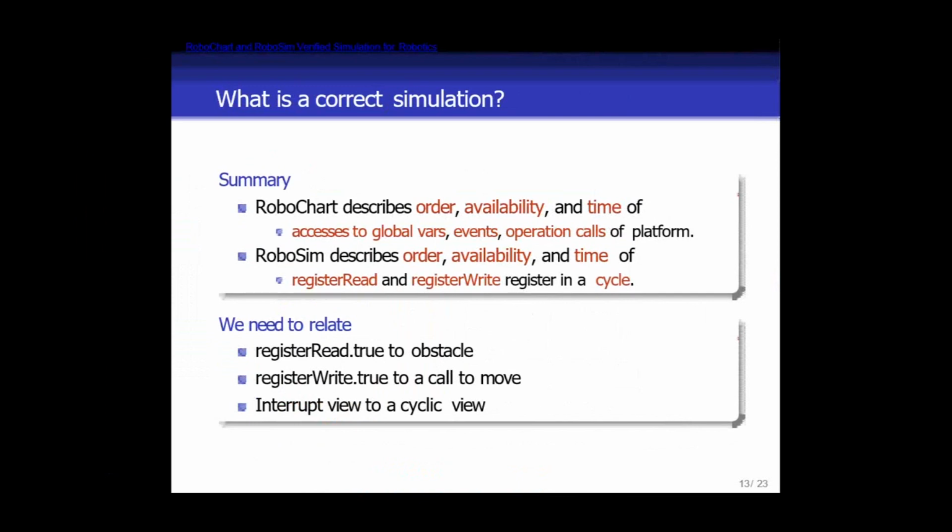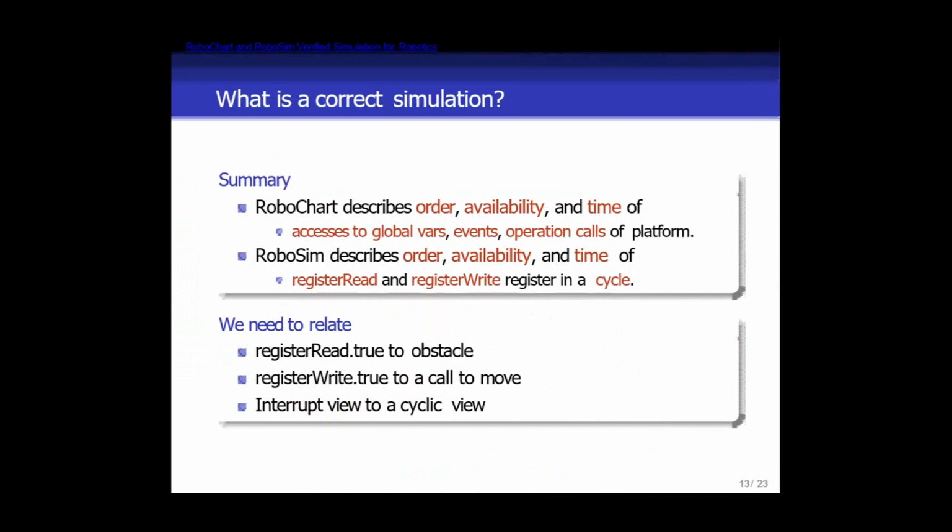Okay, so what's the correct simulation? Here's the summary of that. RoboChart is describing order, availability, that's the refusal or not to do things, and time of access to global variables and events and operation calls in the platform. RoboSim is describing order and availability and time of the register transfers in a cycle. And we need to relate those two things together.